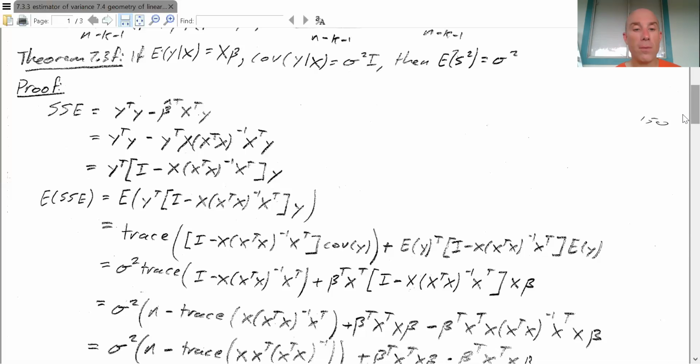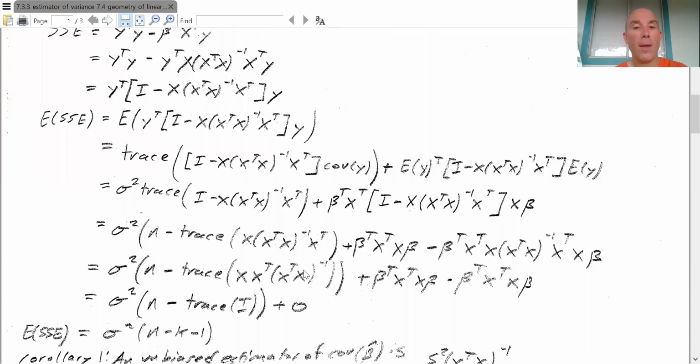Now, at this point, I remember the trace is commutative on the inside. So inside a trace operation, I can switch the order of matrices as long as the multiplication is defined. Okay, so I can switch the order of this business inside here as long as the multiplication makes sense. So here I change this over. So I have X times X transpose.